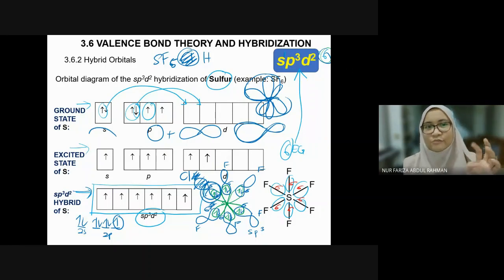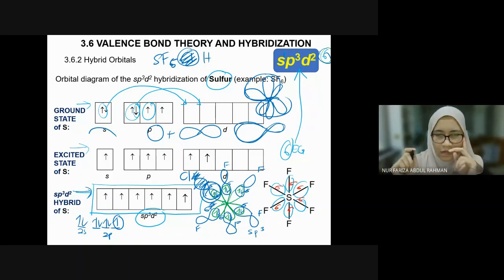Okay? So maybe kita boleh tengok kot, ada nanti dekat multiple bonds, kita ada contoh dekat situ. Alright? Okay, any other question before we proceed to the next category? Ada? Right. Okay, tak ada.